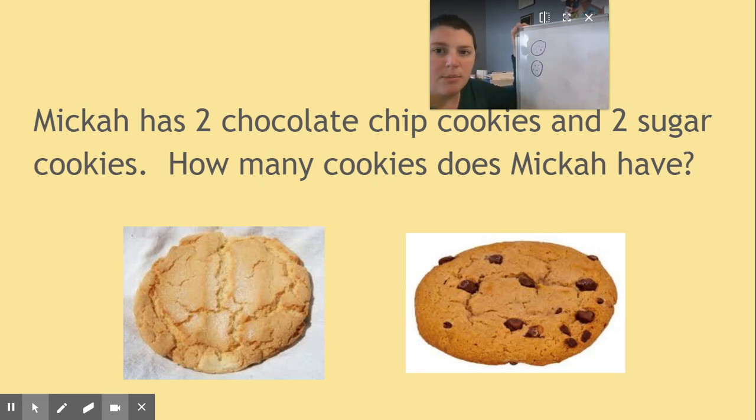See how fast I was able to draw those 2 cookies? She also has 2 sugar cookies. There's 2 more cookies. Now, the question to help us solve this problem is, how many cookies does Micah have? Well, there's 2 chocolate chip and 2 sugar. 1, 2, 3, 4. Micah has 4 cookies. Yum, I wish I had 4 cookies, Micah.